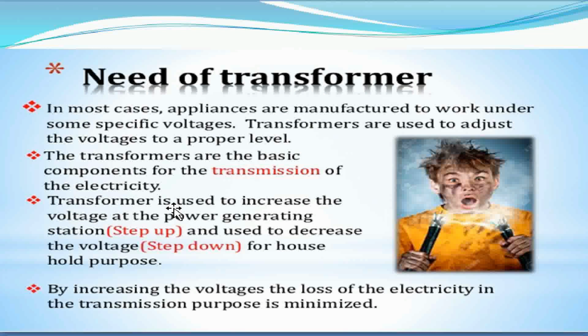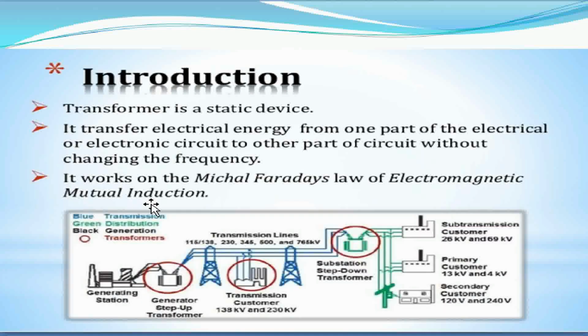So what is the need to increase the voltage level at the generating station? To decrease the transmission losses. By increasing the voltages, the loss of electricity in transmission is minimized. So let us see the introduction to the transformer.